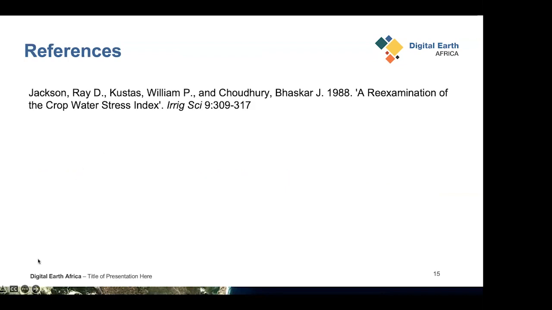So these were the references that we used to be able to generate the re-examination of the crop water stress index for the area.